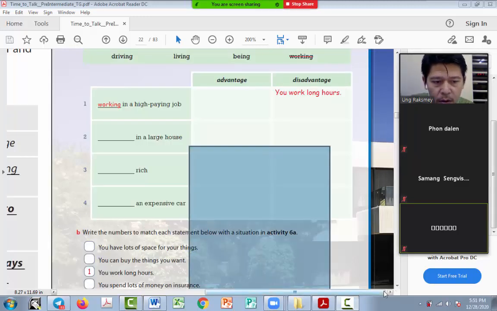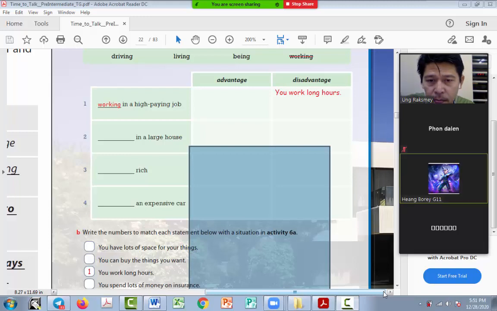Okay, everyone, welcome back. Which one is correct for number two? Living. Living in a large house. So what is the advantage or disadvantage? What is the advantage to match with letter B? The advantage looks so cool, and the disadvantage is not easy to clean.